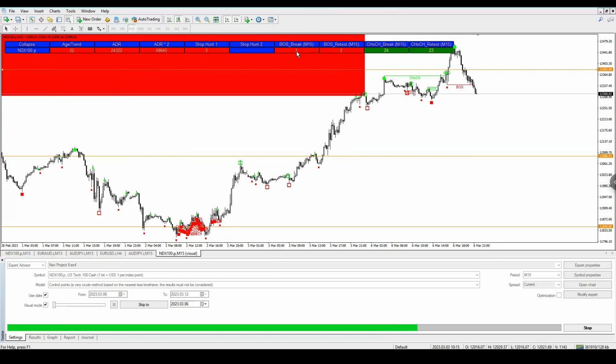So a good thing for me to be able to show you is the update right over here. So we can see how long ago the previous break of structure did occur, and also this will come through as an alert for you on your phone or on your MT4.